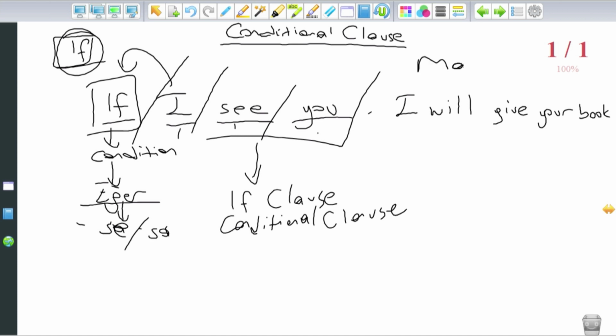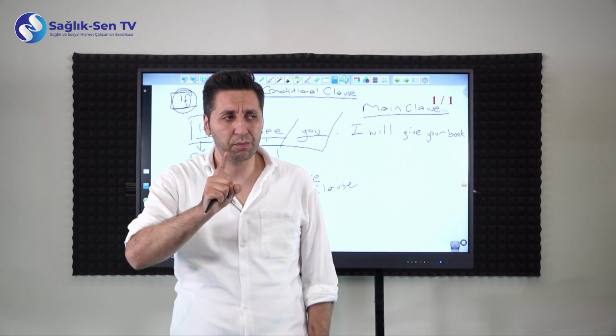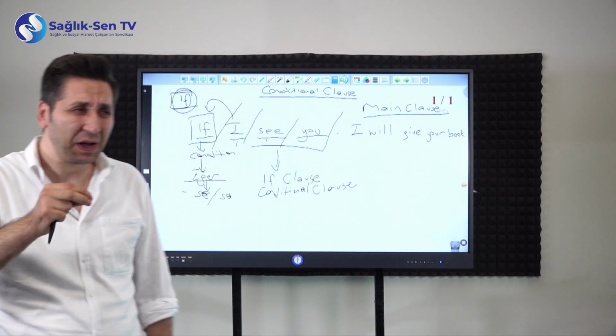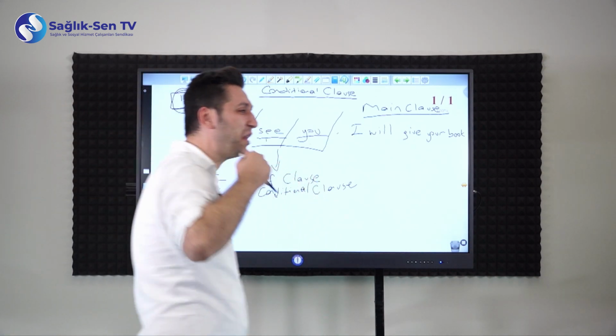And this one is my main clause. This one gives you the result of the condition. This sentence gives you the result of the condition. So that's why we call it the main clause. It's very important because we give the meaning of action in that sentence.